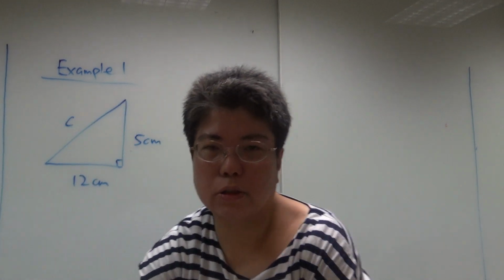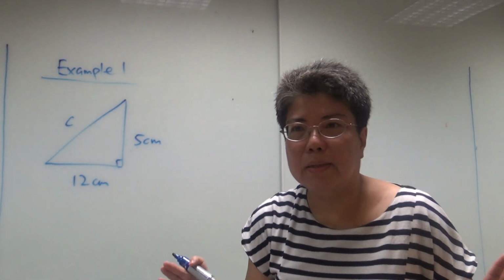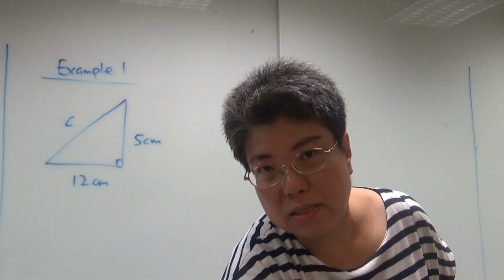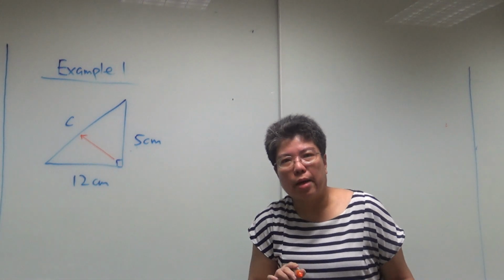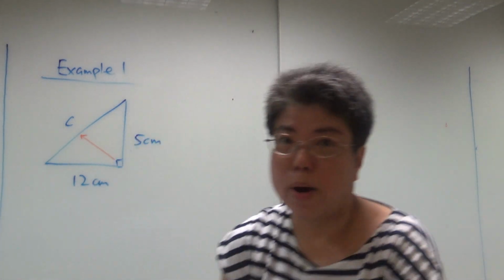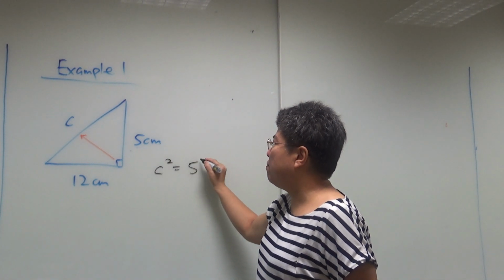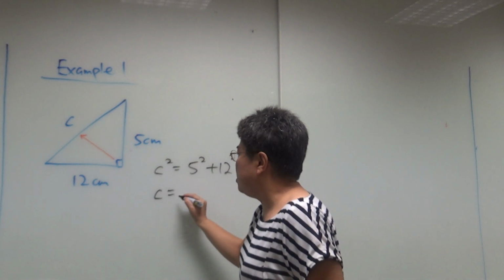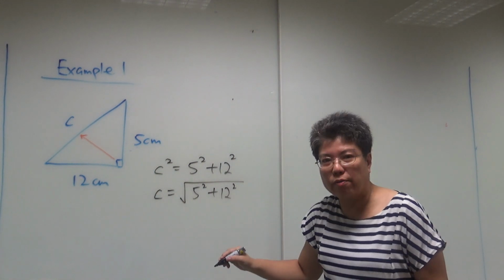First of all, the Pythagoras Theorem can be used to find any side of the triangle, but of the three sides, you must be given two sides. So first of all, identify where the hypo is. This is the right angle, so therefore, the hypo is C. Just now I said that the hypo must be alone on one side. So I'm going to find out what C is. C squared will be 5 squared plus 12 squared. That means C will be the square root of 5 squared plus 12 squared.